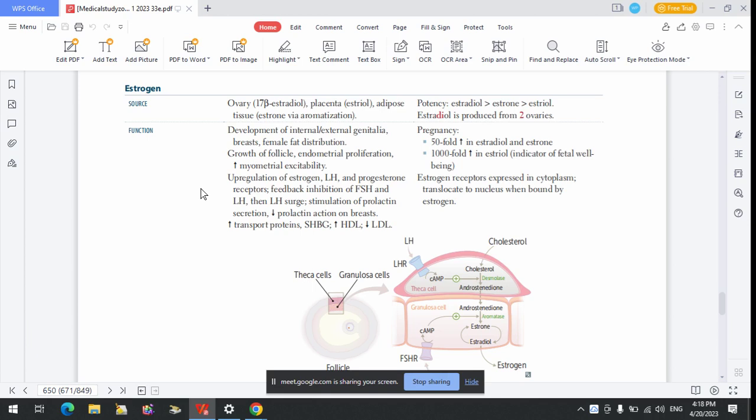But this is the actual mechanism. It actually increases the level of prolactin secretion. It's just that the action of prolactin is inhibited until the estrogen is lost.